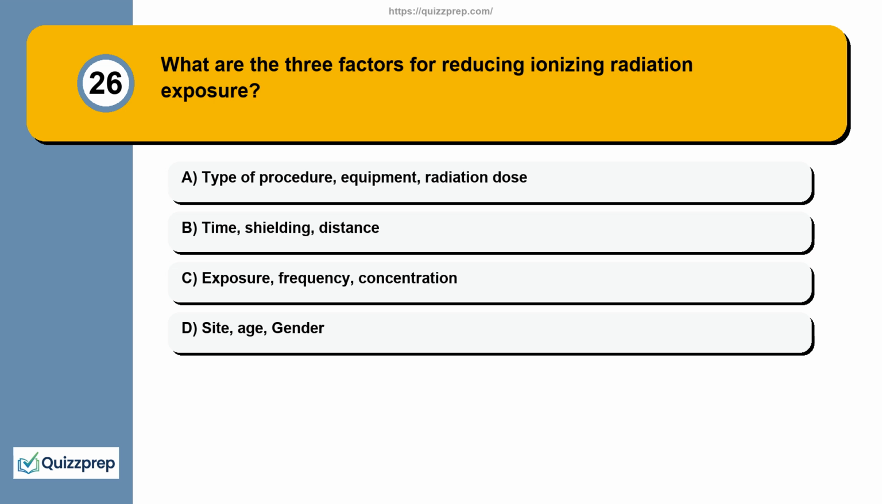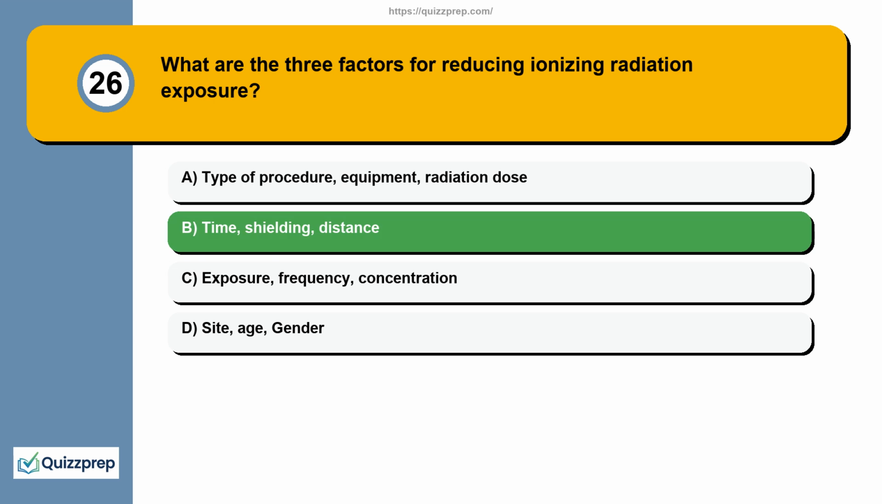Question 26. What are the three factors for reducing ionizing radiation exposure? Option A, type of procedure, equipment, radiation dose. Option B, time, shielding, distance. Option C, exposure, frequency, concentration. Option D, site, age, gender. The correct answer is option B, time, shielding, distance.